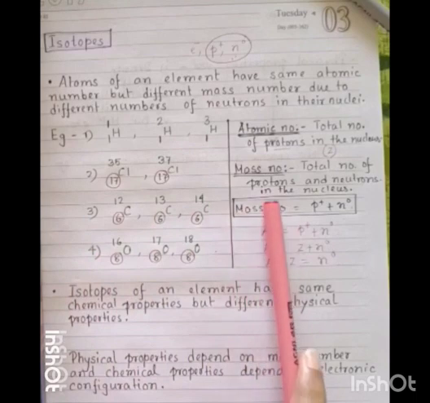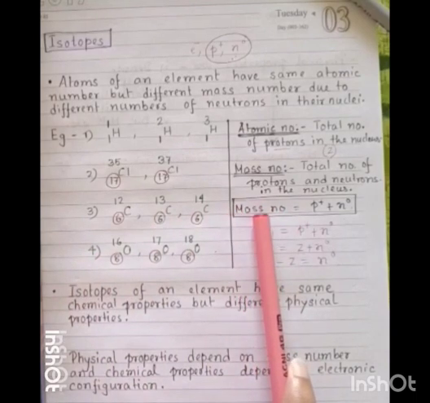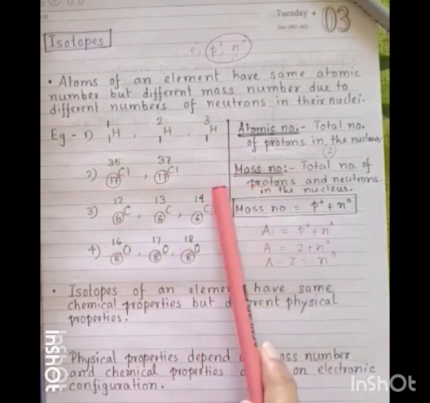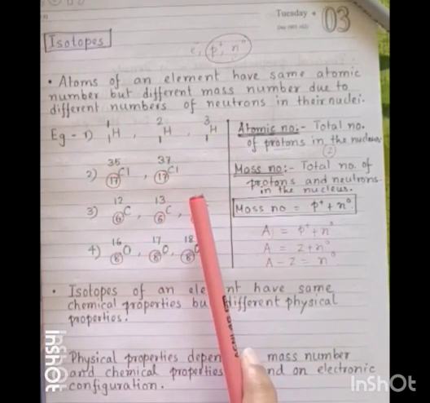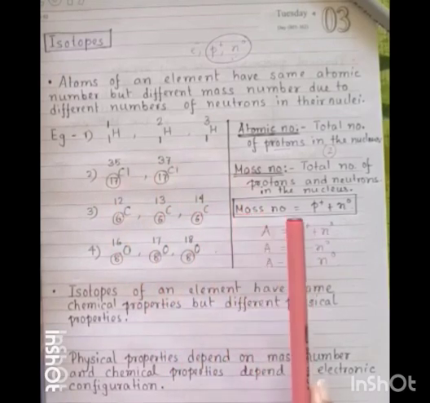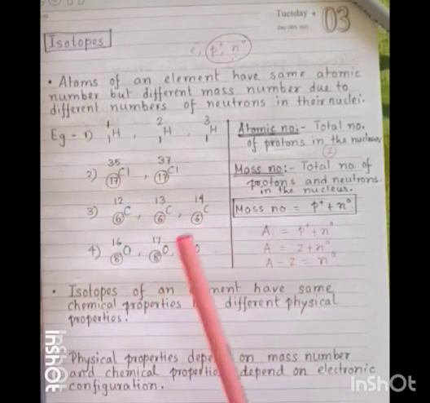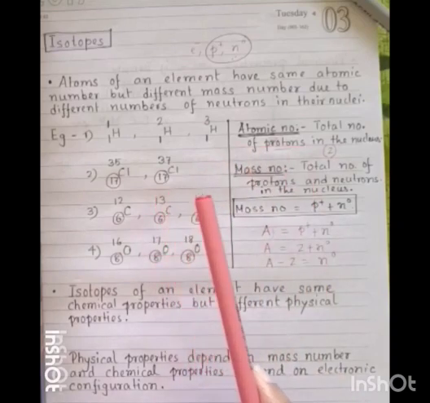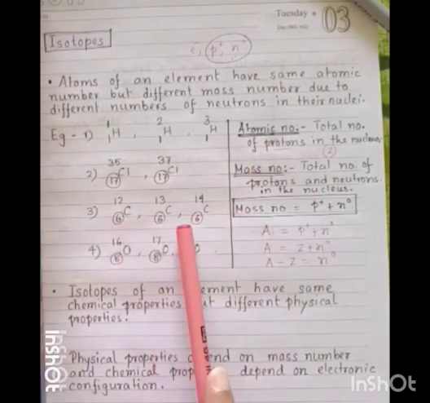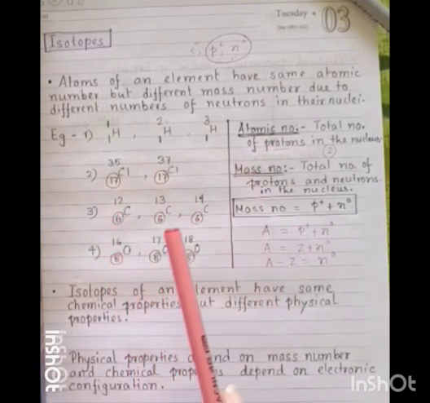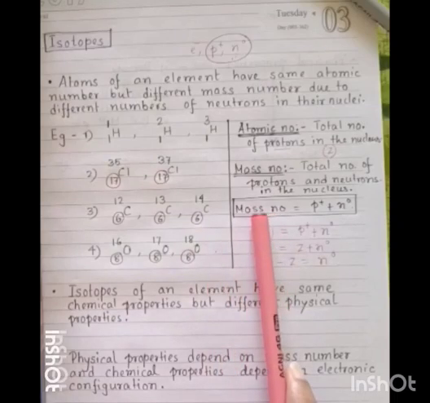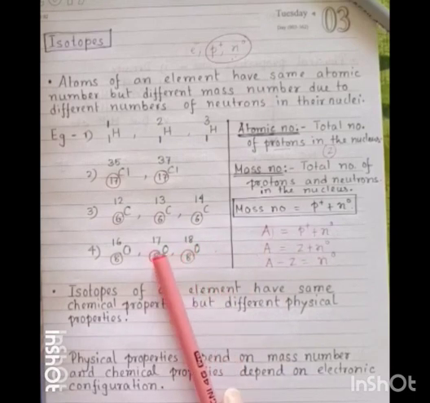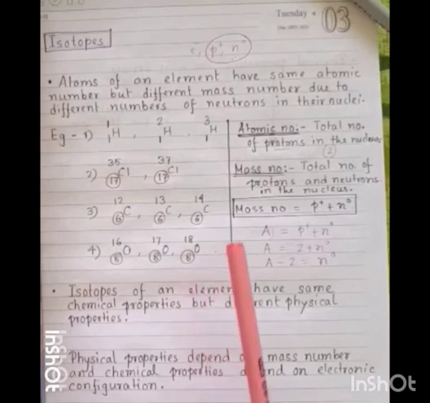But remember that isotopes have different physical properties, because physical properties are the properties which depend on the mass number of an atom. So we know that isotopes have different mass numbers, and that is why they will have different physical properties, because physical properties completely depend on mass number. Which properties are called physical properties? Like mass, and some properties related to mass like density, volume, conductivity, solubility, boiling point, melting point. All these properties are dependent on the mass of the atom.